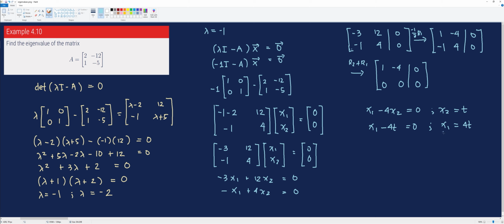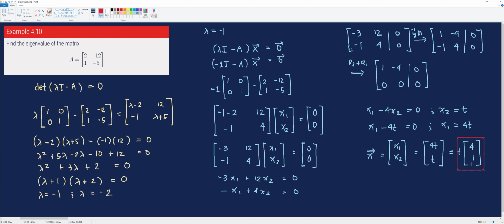Finally, we write the solution as a vector, that is, the vector x is equal to x sub 1, x sub 2. And this is equal to, for x sub 1, we have 4t based on this. And for x sub 2, we have t based on this. And factoring out the common term, which is t, we have 4 and 1, giving us the eigenvector, which is this. This is our eigenvector, where t is not equal to 0.